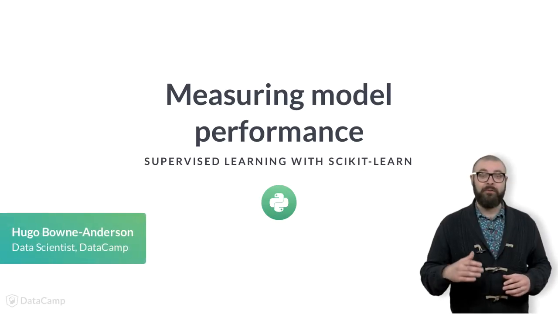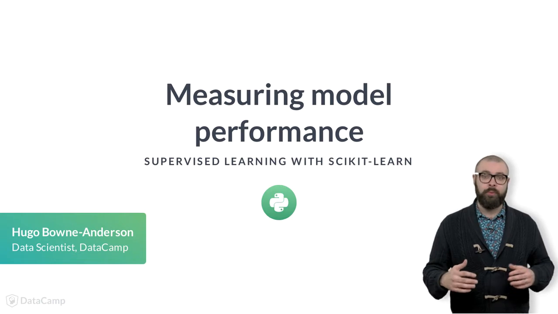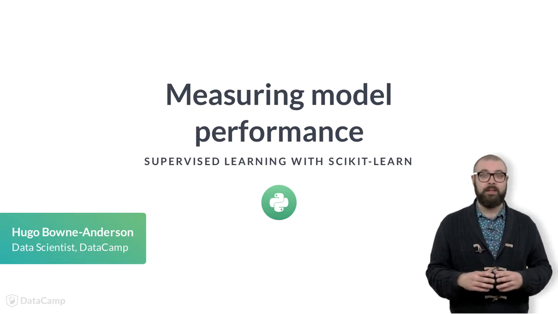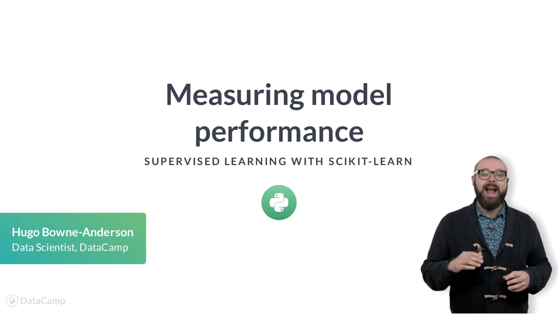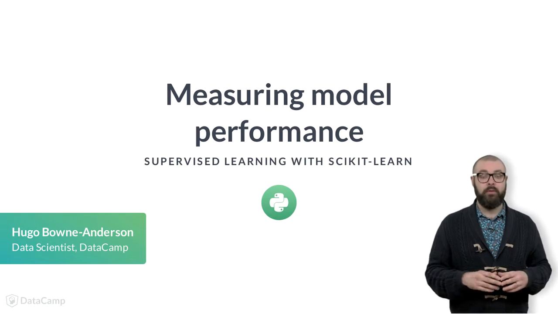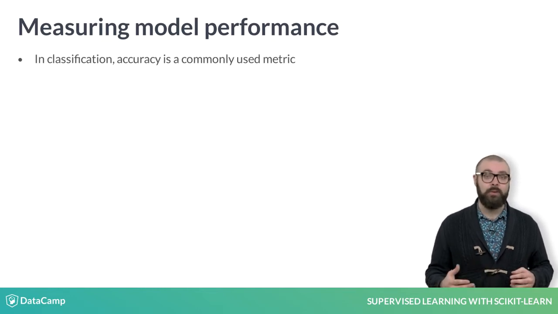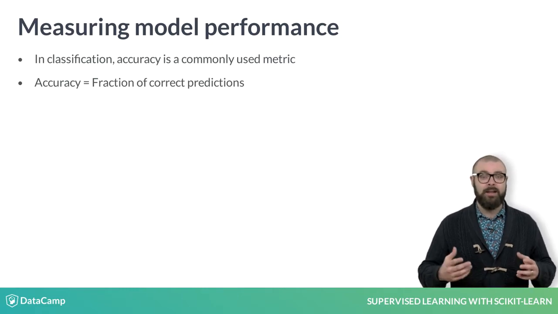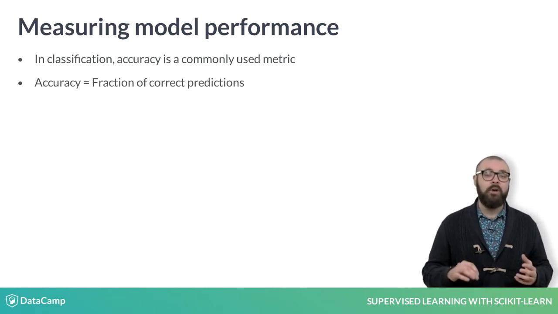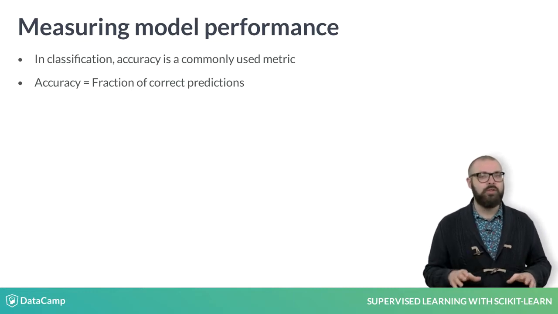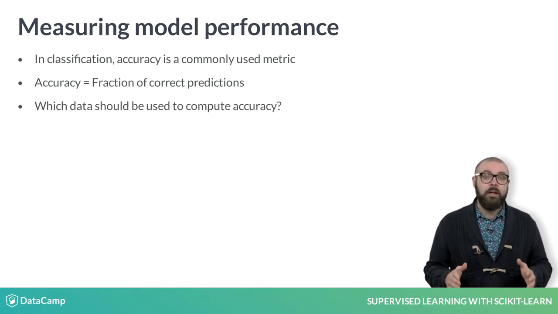Now that we know how to fit a classifier and use it to predict the labels of previously unseen data, we need to figure out how to measure its performance. That is, we need a metric. In classification problems, accuracy is a commonly used metric. The accuracy of a classifier is defined as the number of correct predictions divided by the total number of data points. This begs the question though, which data do we use to compute accuracy?